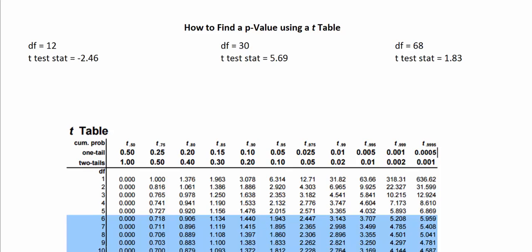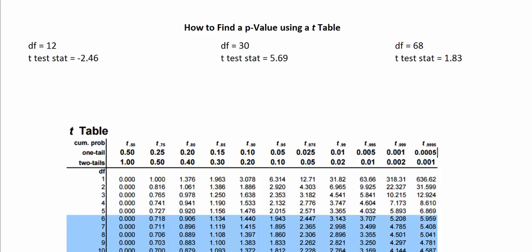In this video, I'd like to show you how you can use a t-table to find a p-value. For any t procedure, once you calculate the degrees of freedom and your test statistic, then finding the p-value is the same thing for any type of procedure. So you can use this for a one-sample t-test or any other type of t procedure. Let's look at the first example.